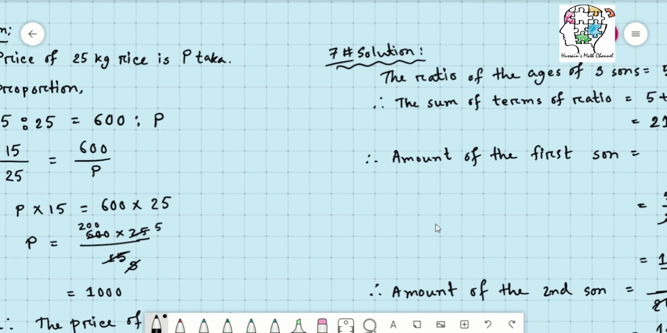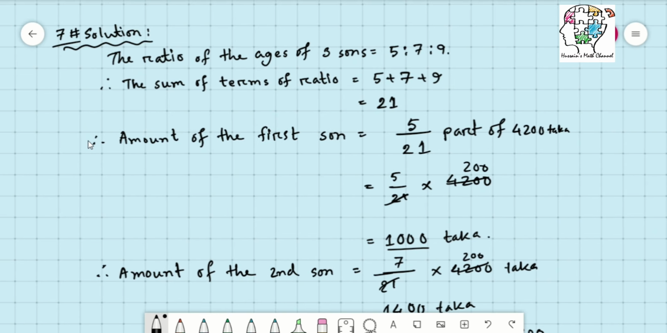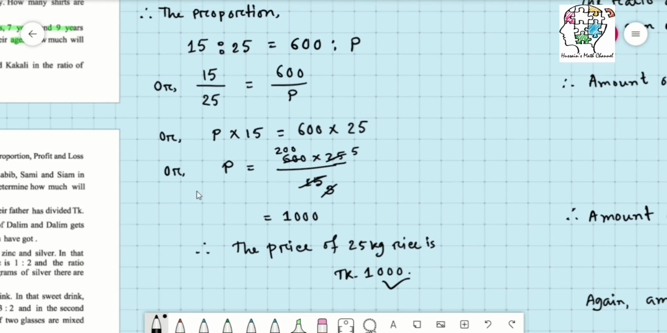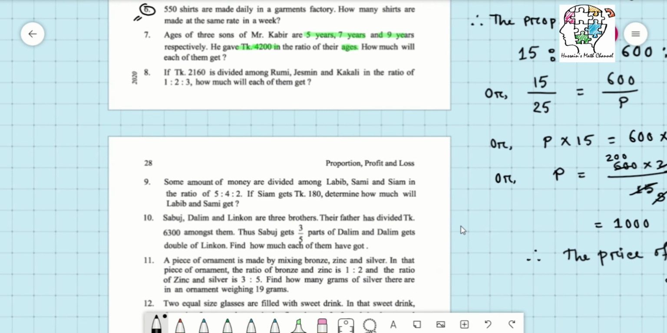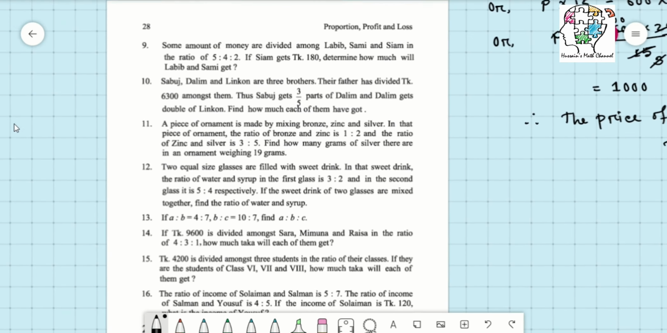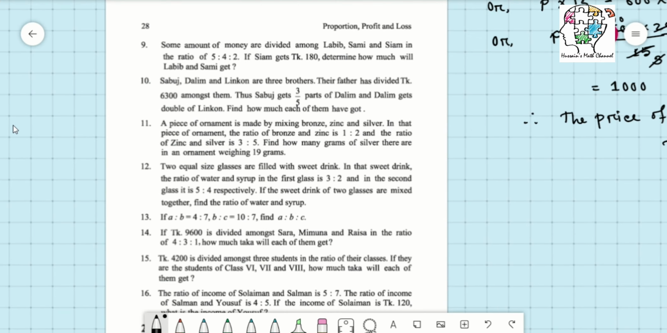Now in this way, if you understand this question number 7 clearly, you can do question number 8 exactly similar to question number 7. Then also question number 14 and 15, which are exactly similar to number 7. I hope you can practice, or you can do it on your own.